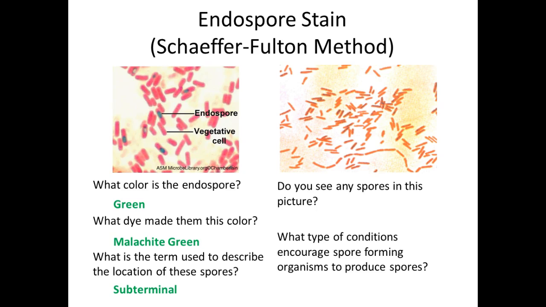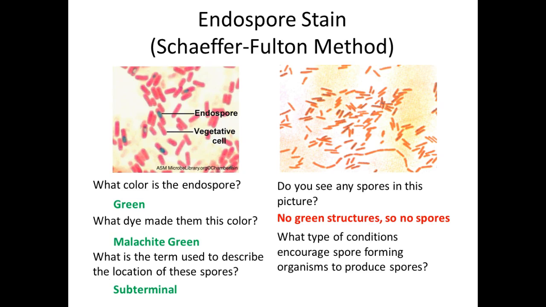And the cells themselves in this procedure will get stained red. So in this picture, do you see spores? No, you're just seeing the cells, right? Because if you did see the spores, they would be these greenish structures, whether inside the cells or outside.